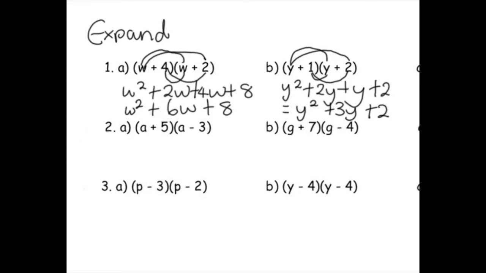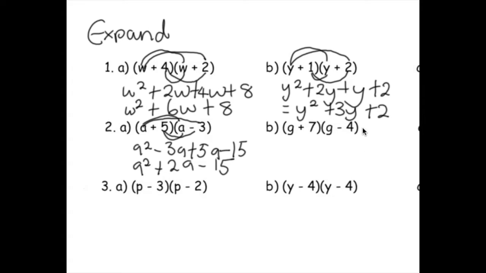And question 2, we'll do a times a, which is a squared, a times minus 3, which is minus 3a, 5 times a, which is plus 5a, and then 5 times minus 3, which is minus 15. Then you simplify, which will be a squared plus 2a minus 15.